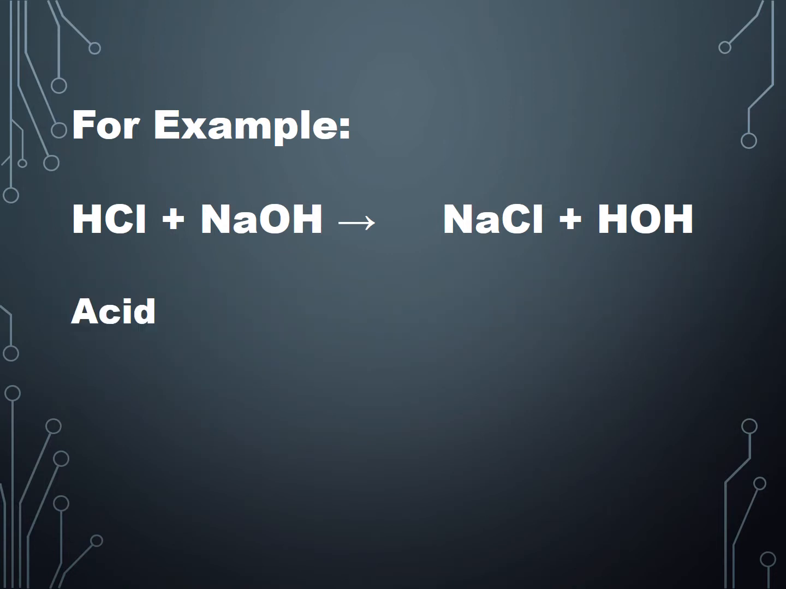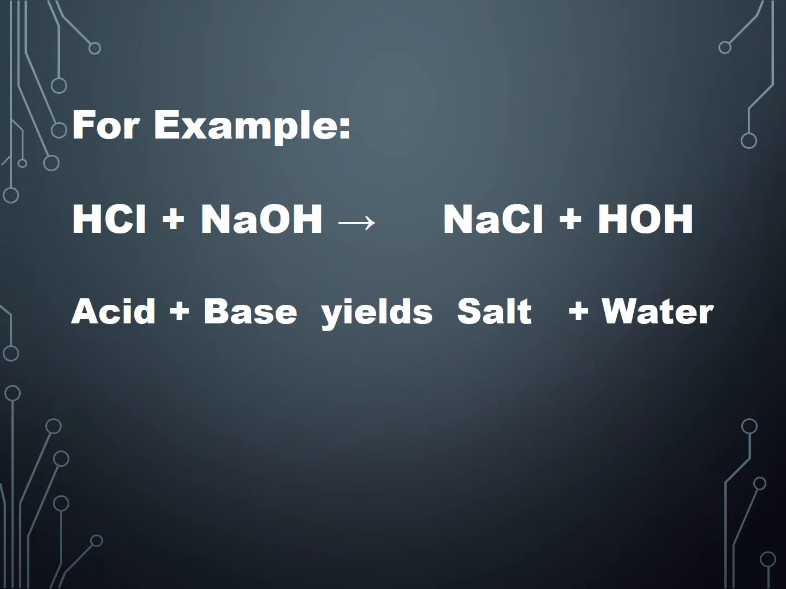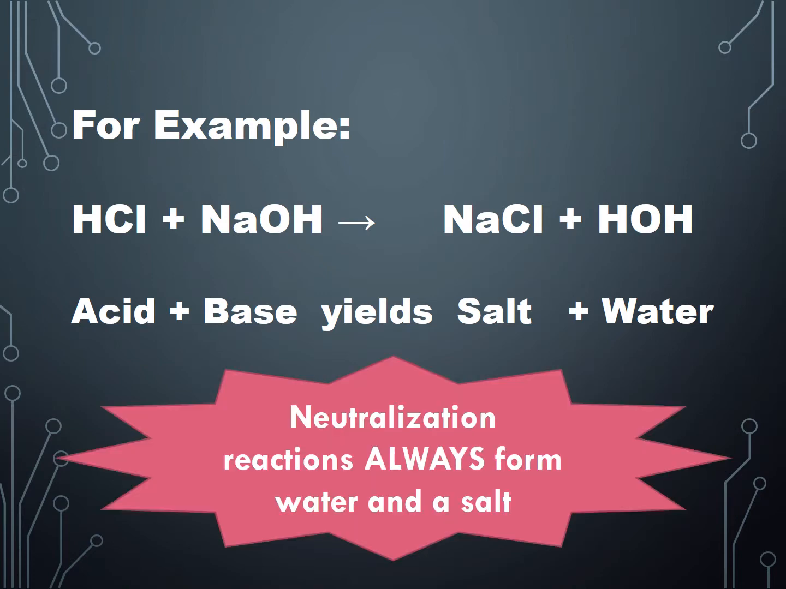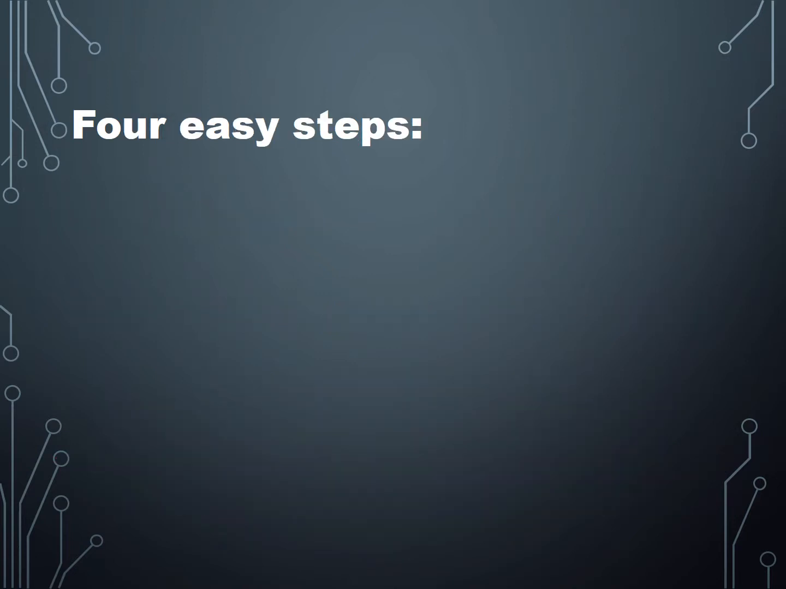So what's happened? We've had an acid and a base yield a salt and water. Neutralization always results in a salt and water being formed. There are 4 steps, which are pretty easy to remember. Those are the 4 that we just went through.